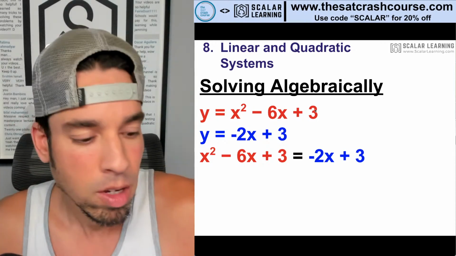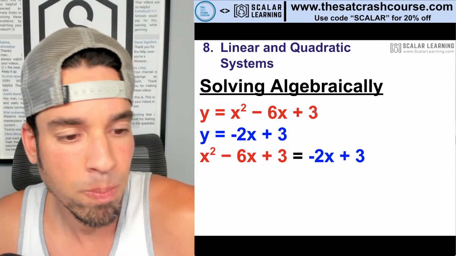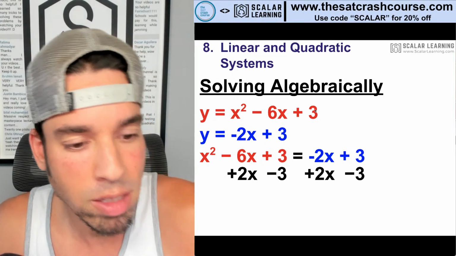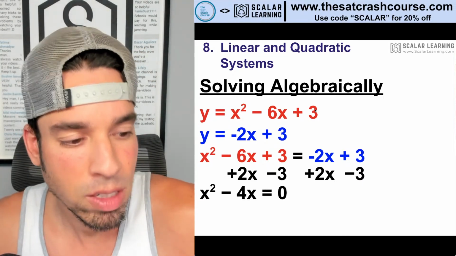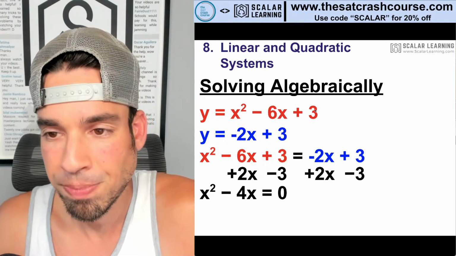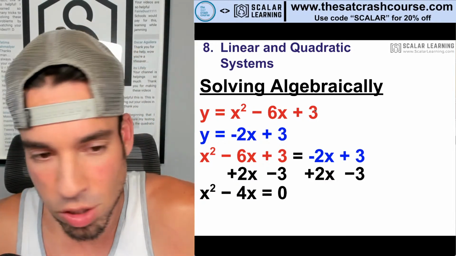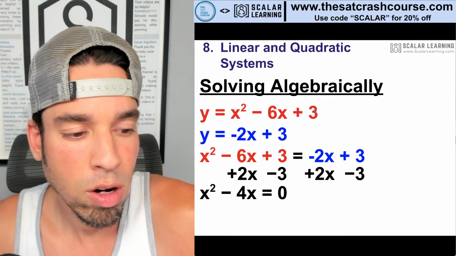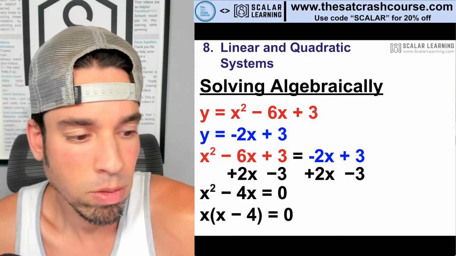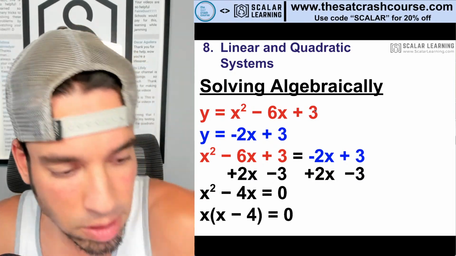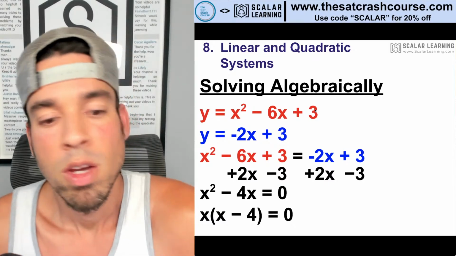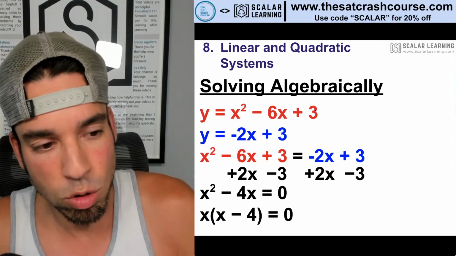So again, the goal is to set everything equal to 0. So I'm going to subtract 3 on both sides and add 2x to both sides. This leaves us with this equation: x squared minus 4x equals 0. What are we going to do here? Oh, we got a quadratic. We just factor, right? No c term, so I'm going to factor out the x. x times (x minus 4) equals 0, which means we have 2 solutions for x.